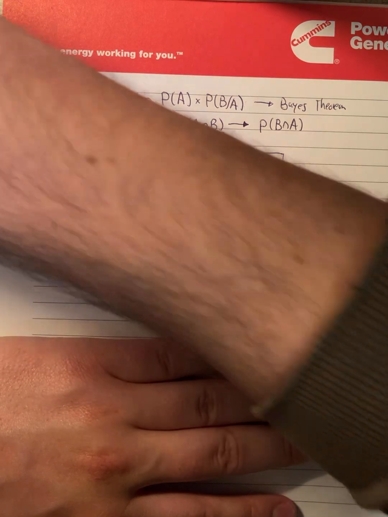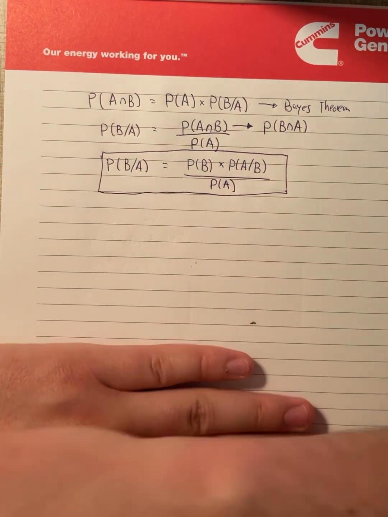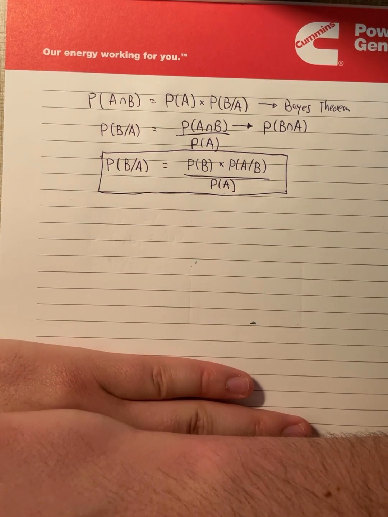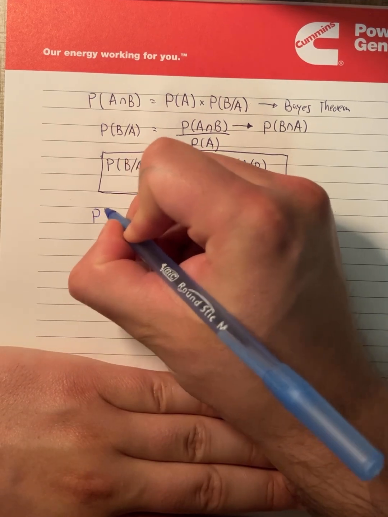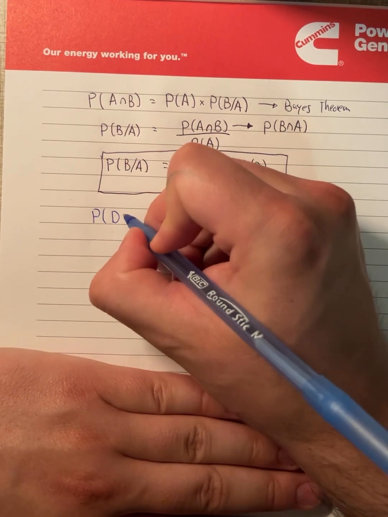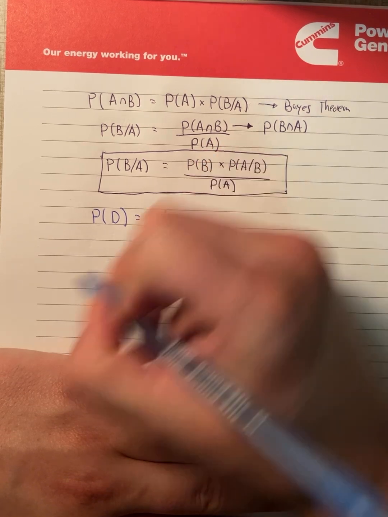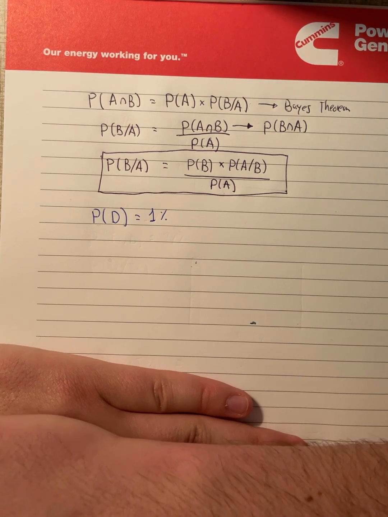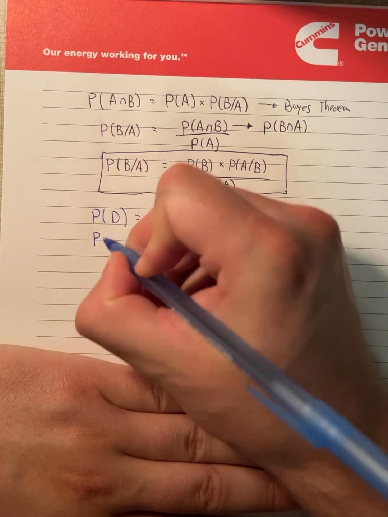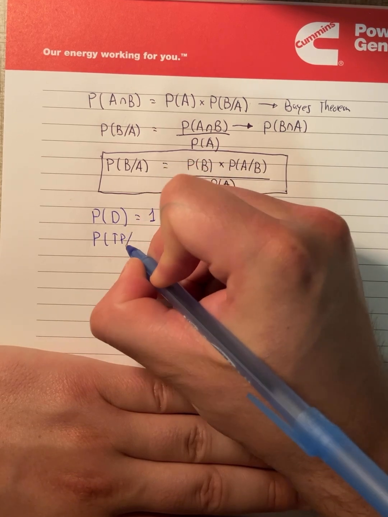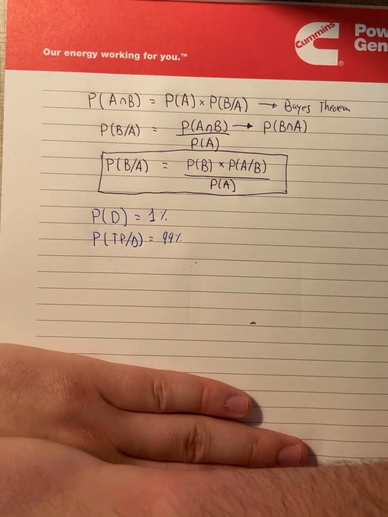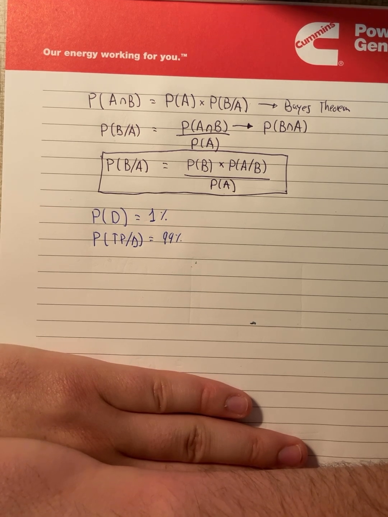Now let's go through a quick example here of how to use this formula from a logical perspective, right? So let's assume that there's a disease that 1% of the population has, okay? So the probability of disease D, let's call it D, is equal to 1%, okay? And let's say that we have a test that is 99% accurate, okay? That means that the probability that you test positive if you have the disease is equal to 99%, 99% probability, okay?